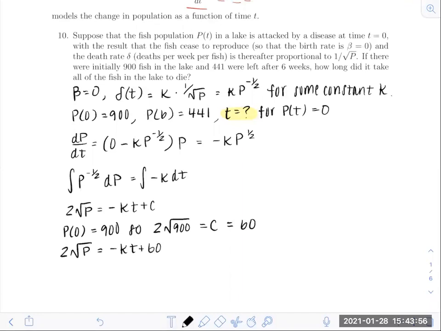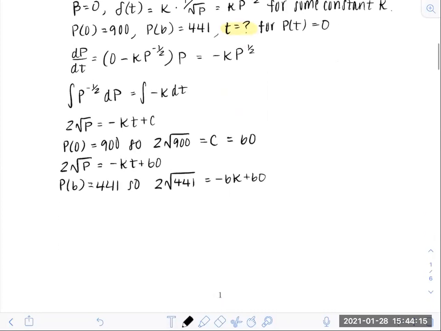So let's use that second initial condition there that says after 6 weeks, there were 441 fish. So that says that 2 times the square root of 441 equals negative 6K plus 60. So the square root of 441 is 21. So 2 times 21 is 42, and I have my negative 6K plus 60. So if I move things around, I have 6K equals 18. So K equals 3.